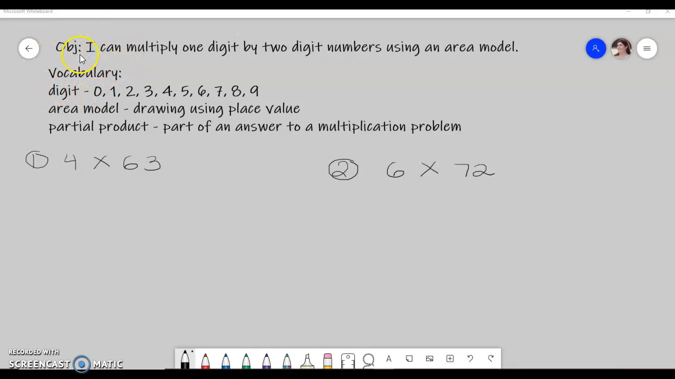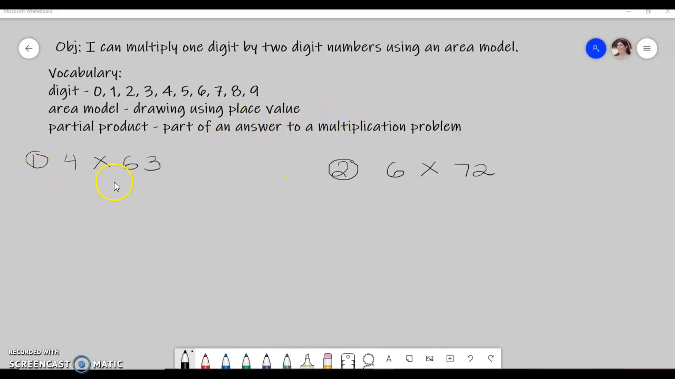So we're learning how to multiply one digit by a two-digit number using an area model. Vocabulary for today. Digit, and those are numbers 0, 1, 2, 3, 4, 5, 6, 7, 8, and 9. Area model, it's a drawing that we use. It's going to be a drawing that's using place value. And then partial product, part of an answer to a multiplication problem.